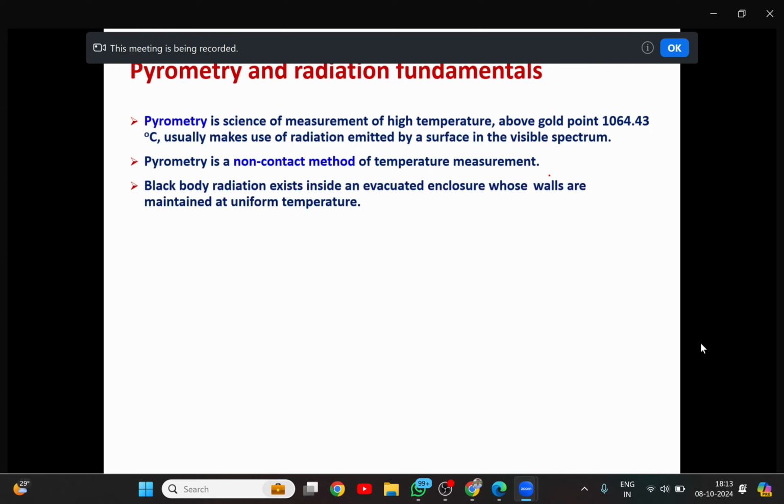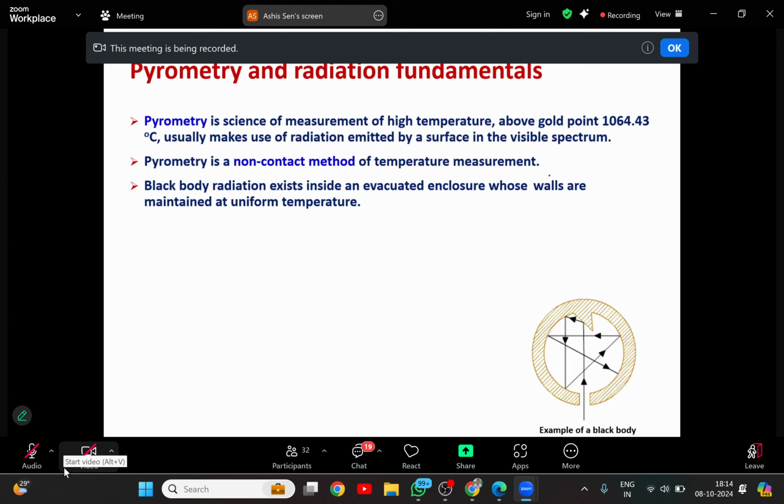Now, the principle of pyrometry is based on black body radiation. If you have studied radiation heat transfer in your undergraduate or master's, you would have studied about a black body. So what is a black body? You would have encountered this kind of figure in your book.